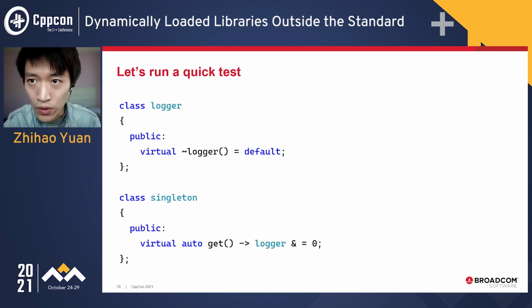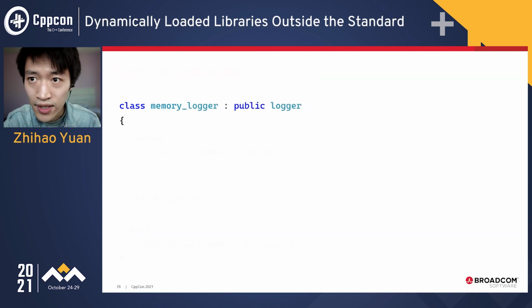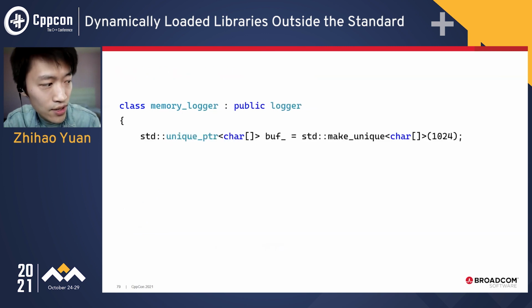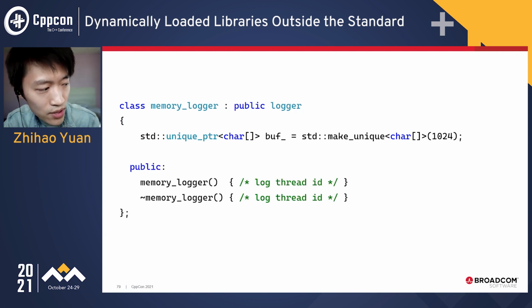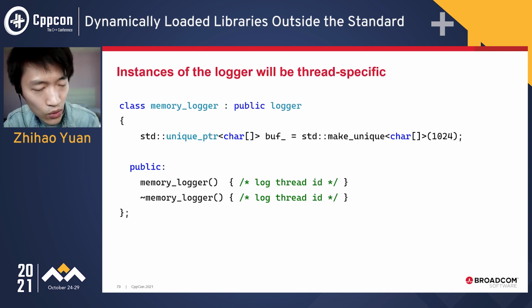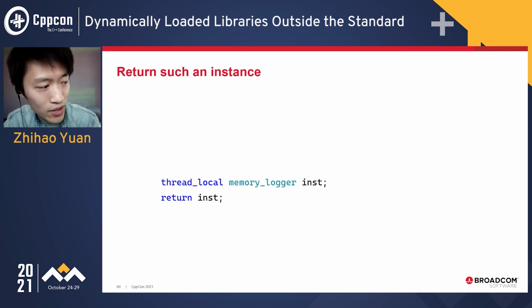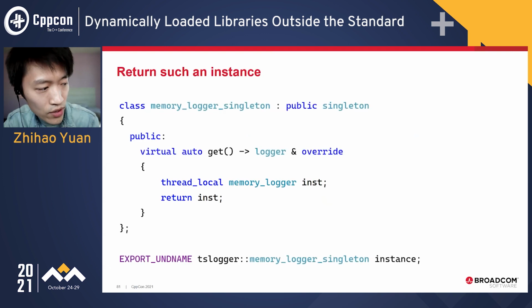Similar to the previous example, but let's get rid of all the details. Just have a logger interface and then a singleton to return the logger. The logger implementation, memory logger, holds some memory resource, and in its constructor and destructor, we log some message to the console. The instance of this logger will be thread specific. To make sense of thread specific, we just return a reference to it from the memory logger singleton instance.